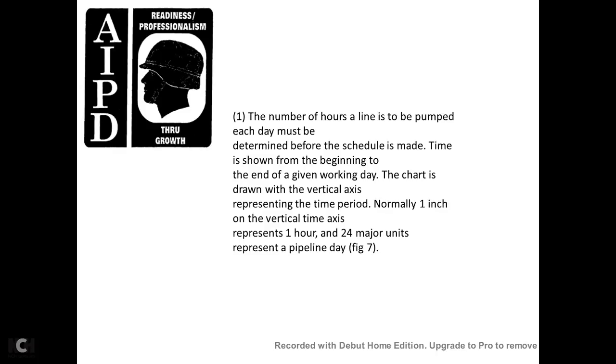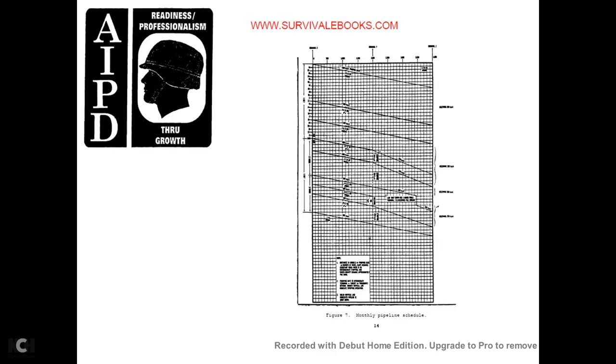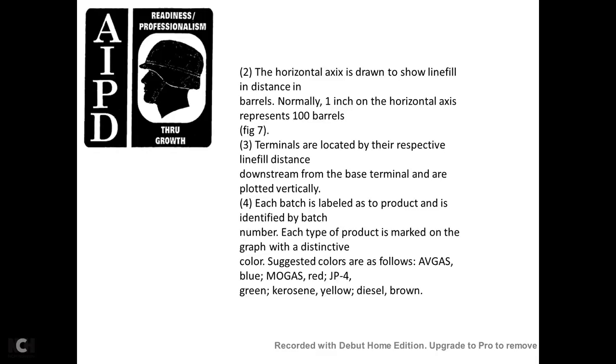The chart is drawn with the vertical axis representing the time period. Normally 1 inch of the vertical time axis represents 1 hour. The 24 major units represent a pipeline day. Figure 7 shows the monthly pipeline schedule. The horizontal axis is drawn and shown in line fill in distance of barrels. Normally 1 inch of the horizontal axis represents 100 barrels.